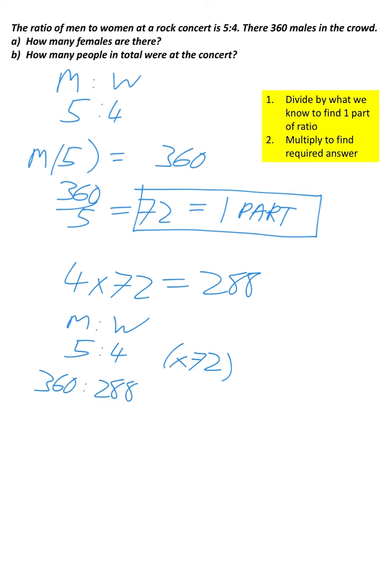So for part B then, it's pretty easy. So the total amount, let's just add 360 plus 288. That is 648 people in total at the concert. Okay, let's have a look at another one.